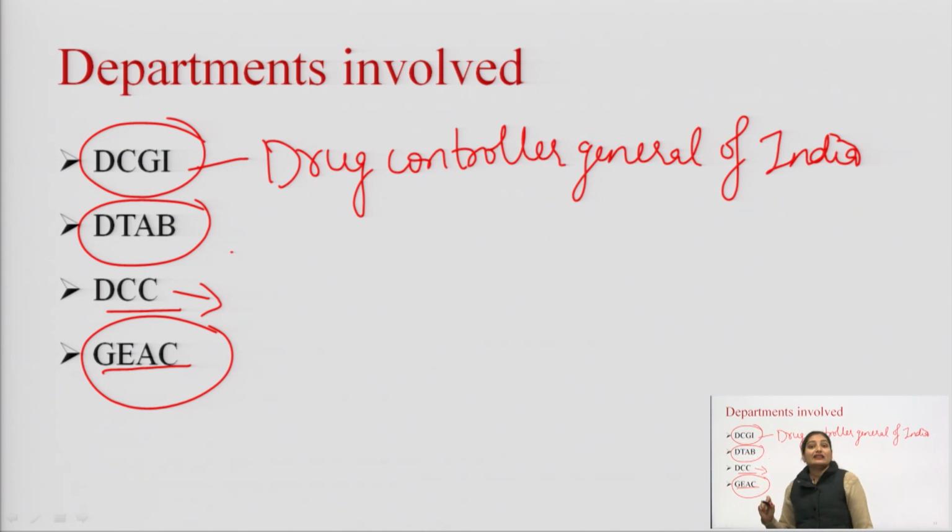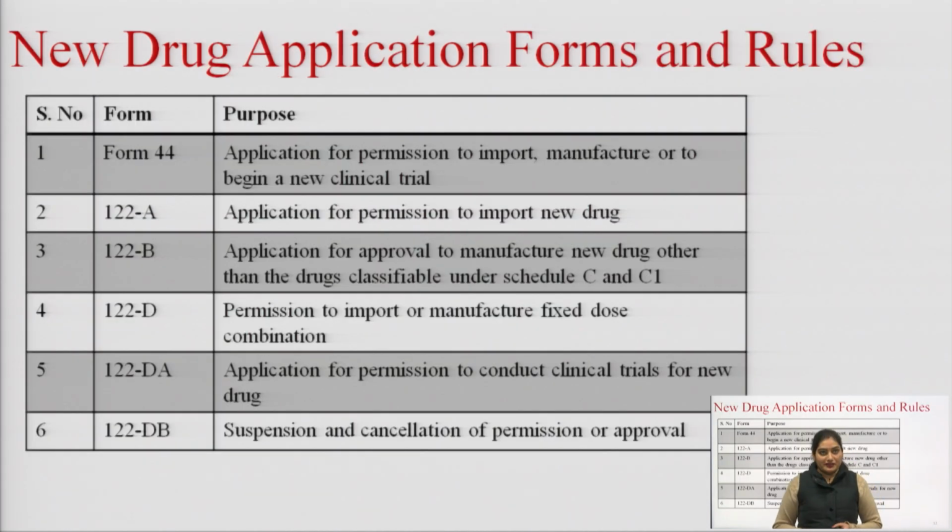DTAB is Drug Technical Advisory Board. It consists of an advisory board that gives advice on all the technical matters to the government. Next is DCC, Drug Consultative Committee. It has various central and state drug control officials as its members, and it ensures the uniformity of the provisions in India. GEAC is Genetic Engineering Approval Committee, and it ensures the biosafety and environment safety of the biotechnological products.